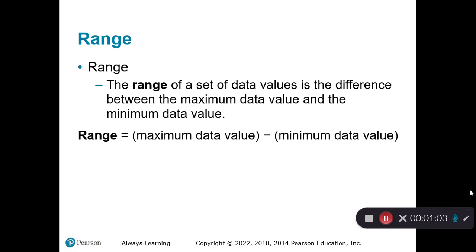First, let's talk about the range. The range is a very simple calculation, a very short way to talk about spread. Range is simply the difference between the largest value in the data set and the smallest value in the data set. So the maximum value minus the minimum value.